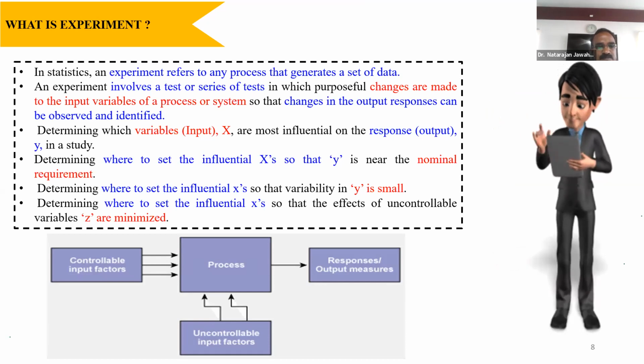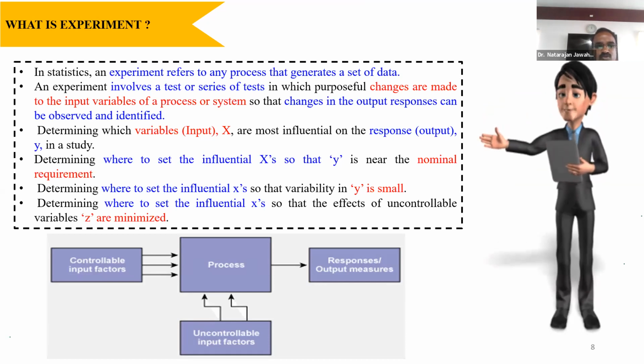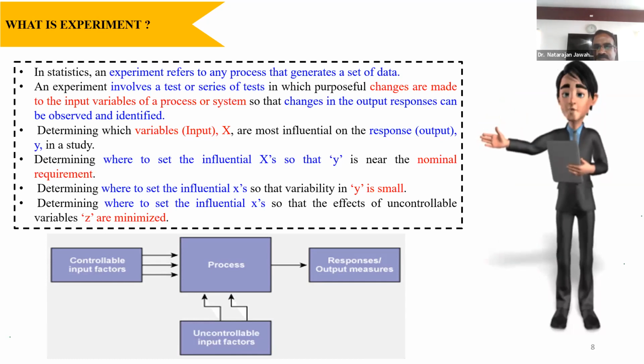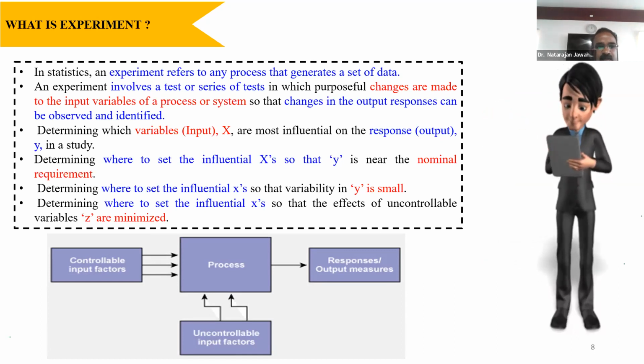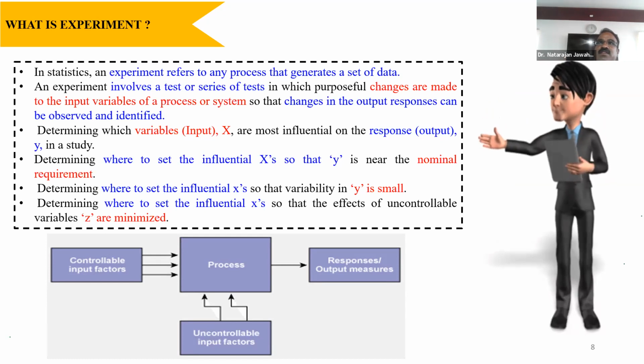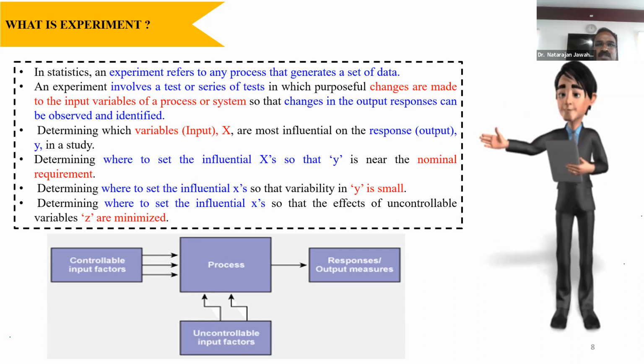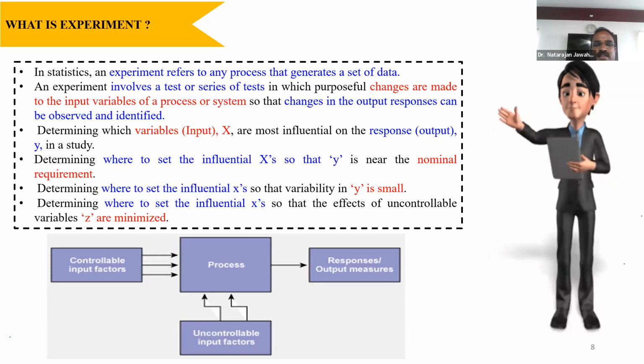Or we can say an experiment involves a test. Usually an experiment is a test or series of tests in which purposeful changes are made to the input variables of a process or system so that the changes in the output responses can be observed or identified. That's an easy example to understand. Experiment is just, I'm changing the concentration of disintegrants in a tablet formulation. I will accordingly get the results in dissolution. So that's an experiment.